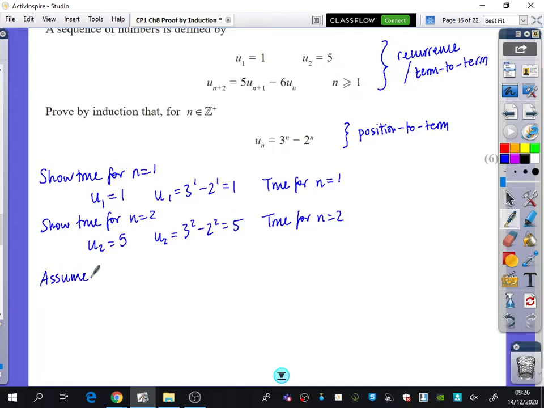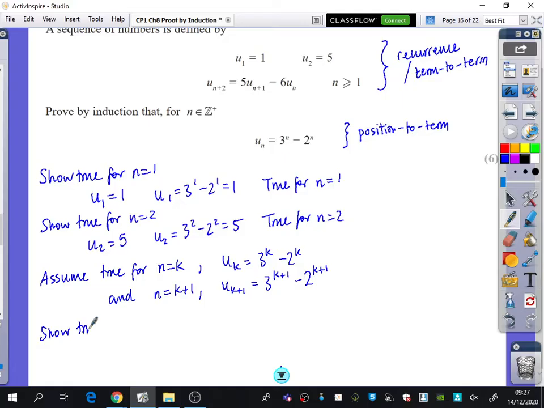Do you see why it has to be proven for both of them? Because you're using them both. So you need to check they work, otherwise there's a hole in the logic. So we're going to assume that it's true for n equals k. In other words, uk is equal to 3 to the power of k minus 2 to the power of k, and n equals k plus 1. So u of k plus 1 is equal to 3 to the power of k plus 1 minus 2 to the power of k plus 1. So we've done two assumptions, two of the base case as well.